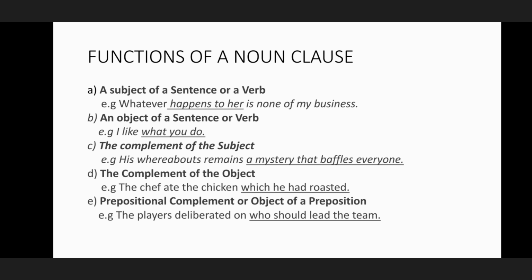Functions of a noun clause. We have 5 different functions of a noun clause in a sentence. And the first one is a subject of a sentence or a verb. That is what a noun clause can function as. And when we say subject of a sentence or a verb, it means the group of words that is known to be the noun clause comes before the verb, standing in the position of the subject in a sentence.